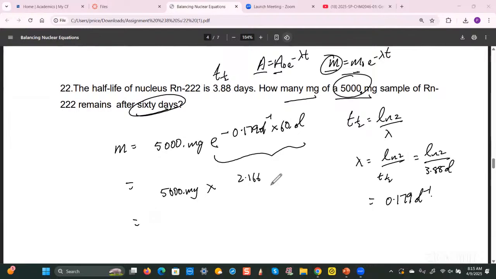Oh, it should be times 10 to the minus 5, by the way. Right? So 5,000 milligrams times 2.166 times 10 to the minus 5. And according to my calculation, the answer becomes 0.1083 milligrams. Let me do that again just to be sure. 5,000 times 2.166 times 10 to the minus 5. And that's what I've done. All right? So that's basically how that is done.